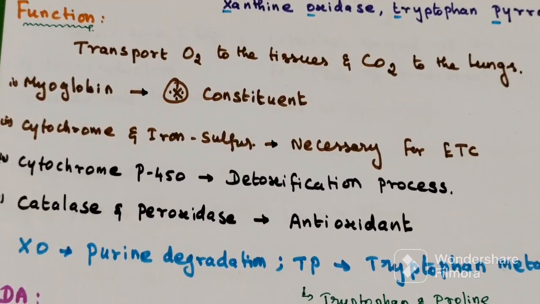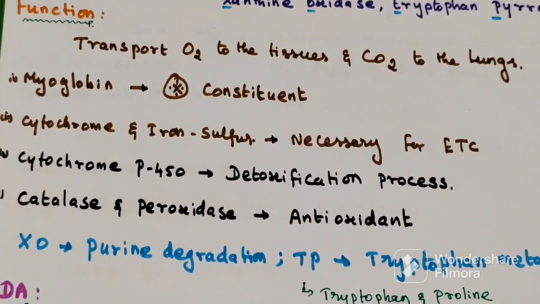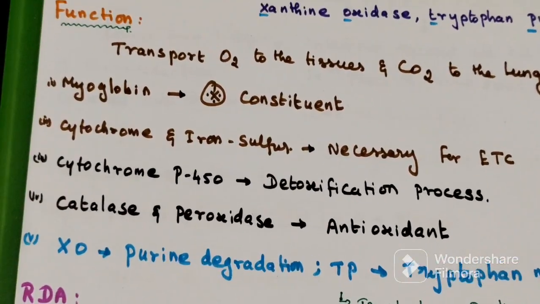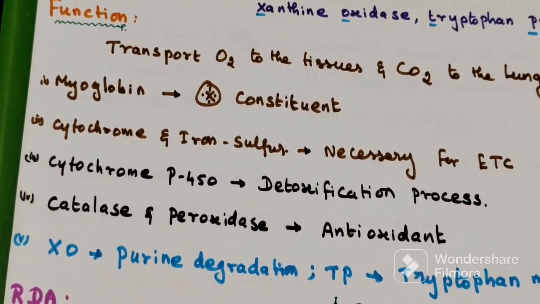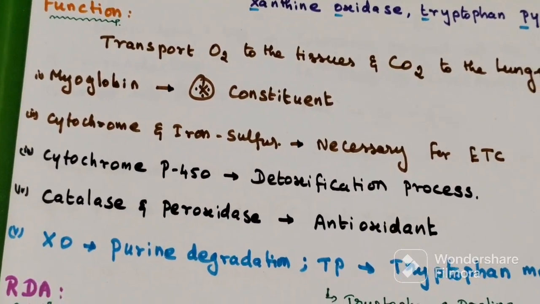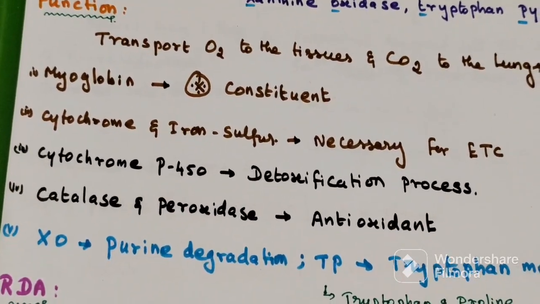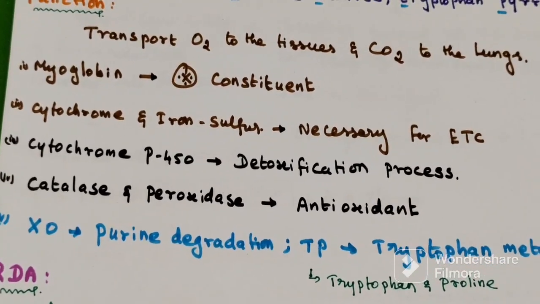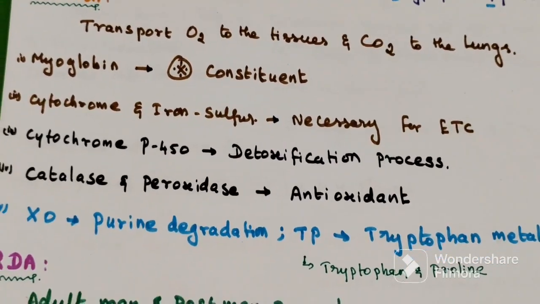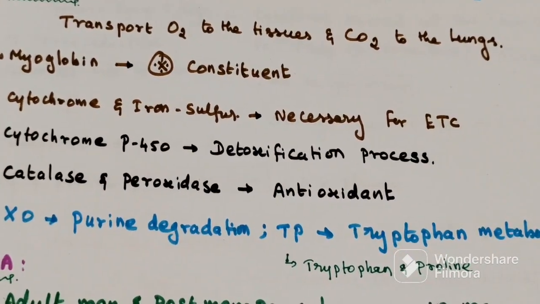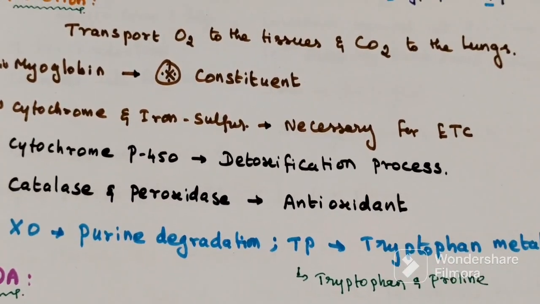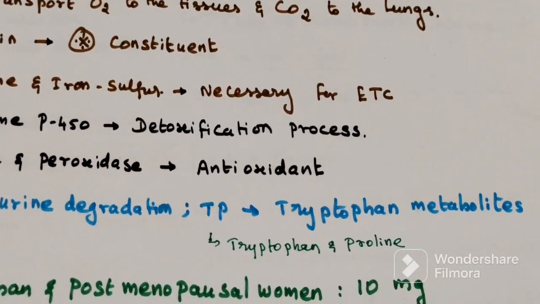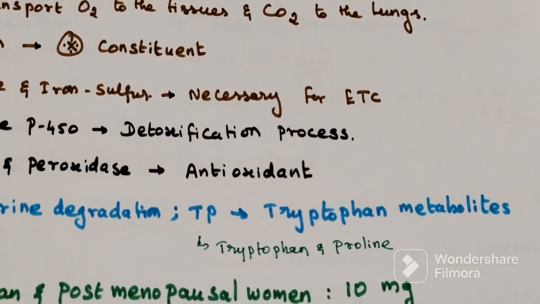Then cytochrome P450 is involved in the detoxification process. Catalase and peroxidase are important antioxidants. Then xanthine oxidase and tryptophan pyrrolase. Xanthine oxidase is involved in purine degradation. Then tryptophan pyrrolase is involved in tryptophan metabolism.